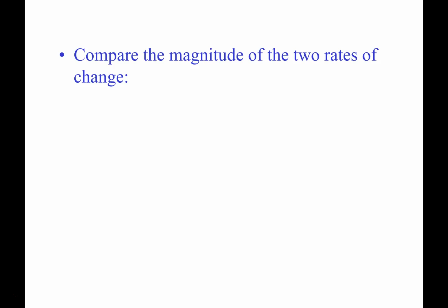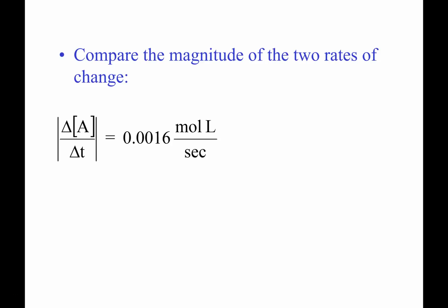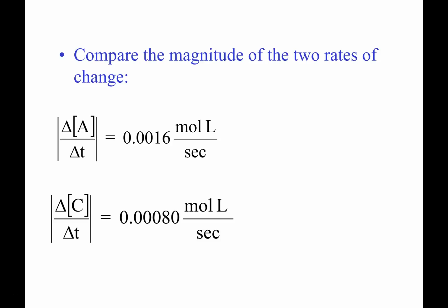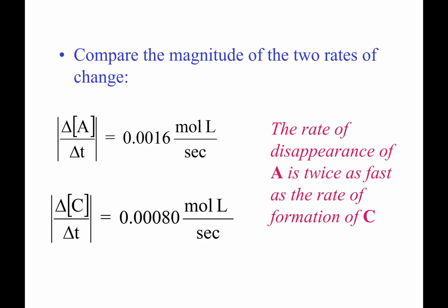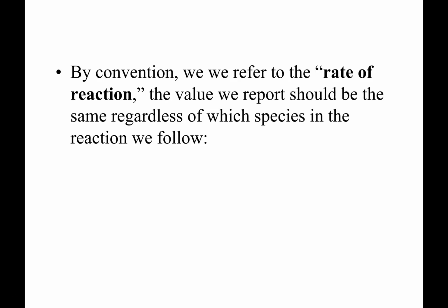So let's see what the catch is. Yeah, there was A, and there is C. Rate of change of A, rate of change of C. I told you that regardless of which reactant or product you follow, you have to get the same rate. So here's what we do. Oh, by the way, absolute value signs out, right? Okay. So A disappears twice as fast as C is formed, just because of stoichiometry. You had a coefficient of 2 in front of the A.